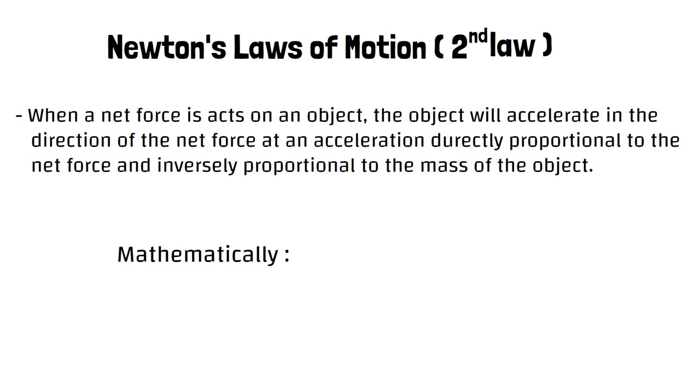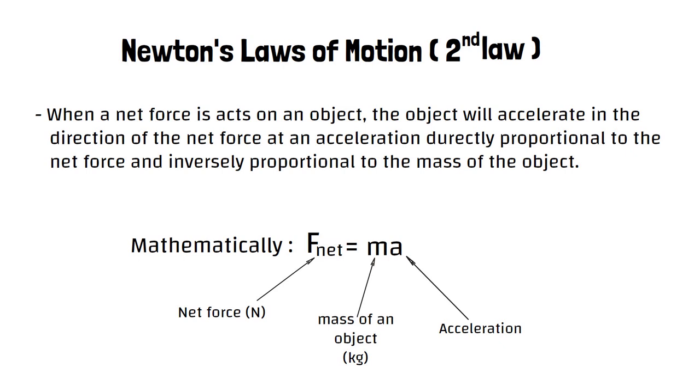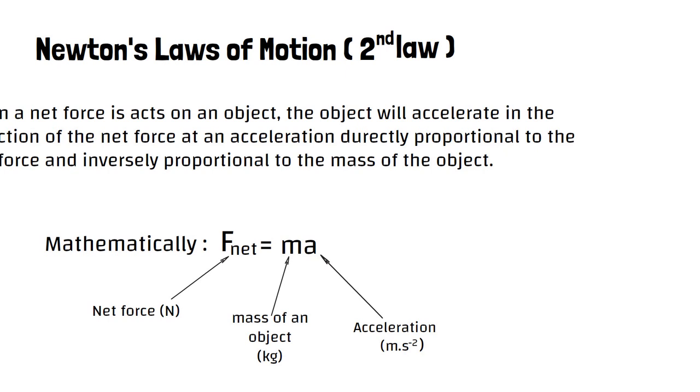Mathematically ungam-express Newton's second law of motion. Ma umbhala mathematically uthi F net equals ma, u-F net being the net force measured in newtons, m being the mass of an object measured in kilograms. Kumbula i mass ku paper 1 iba kuma kilograms, and then u a i acceleration of i object measured in meters per second squared.